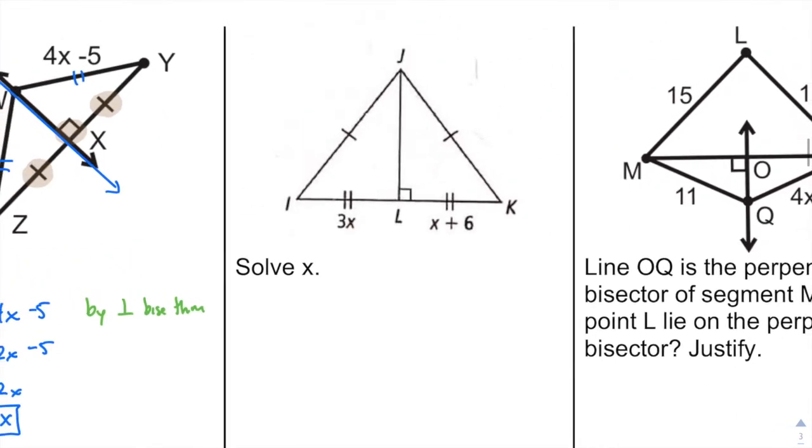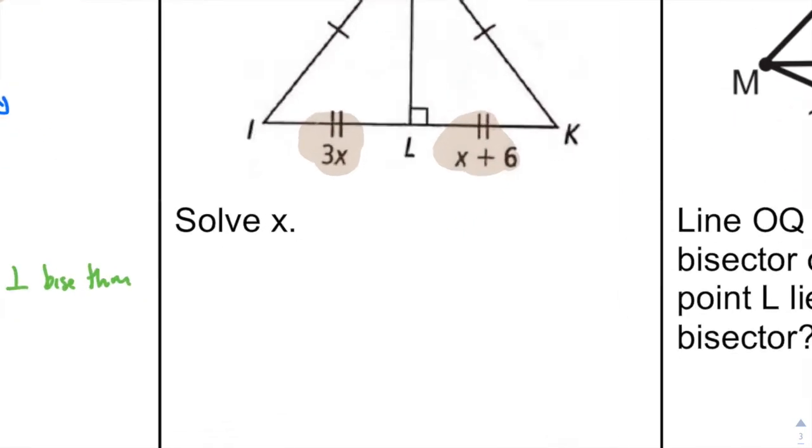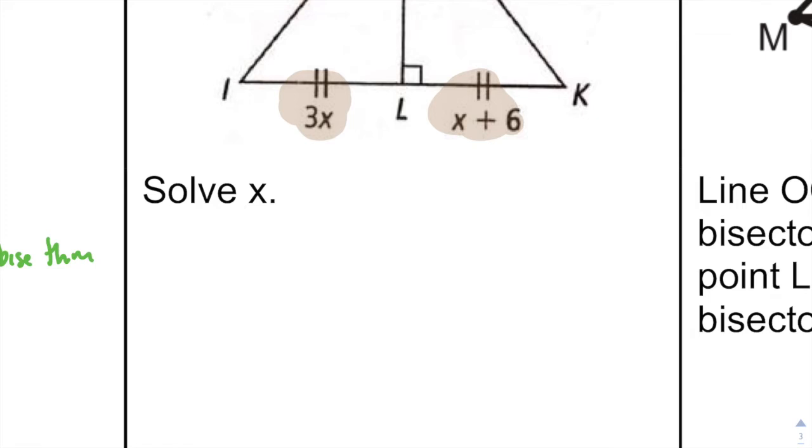Taking a look at this next problem here, solving for x. All right, don't overthink it. We see a perpendicular bisector. It also will tell me that these two pieces are going to be equal to each other. So we just go ahead, set them equal to each other, and solve.